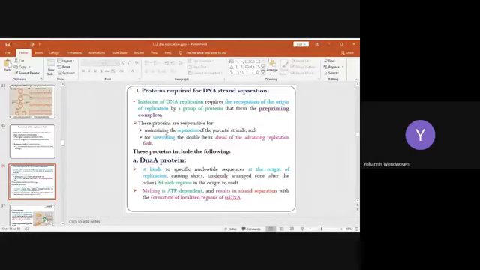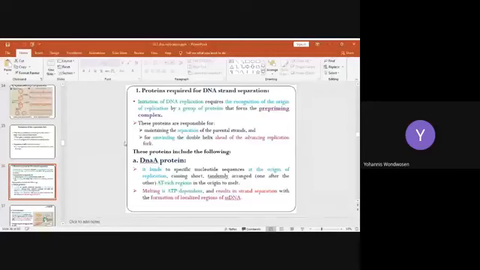Once the center of replication is identified there are other proteins that are binding with it. The initiation of DNA replication requires the recognition of the origin of replication by a group of proteins that form the prepriming complex. These proteins are responsible for maintaining separation of the parental strands, unwinding of the double helix, as well as for protection against the supercoiling of the double helix of DNA, because the supercoiling has its own relationship with the coiling relations.